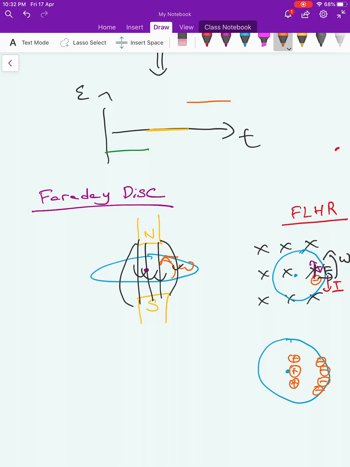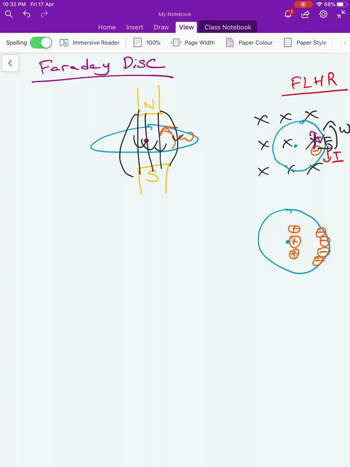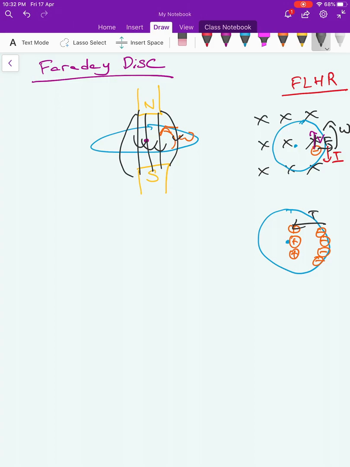Positive. So this creates a potential difference. The question is, how does the current flow? We can use Fleming's right hand rule. Our B field is into the paper, and F is the motion. So my current will flow like this, if I use Fleming's right hand rule.